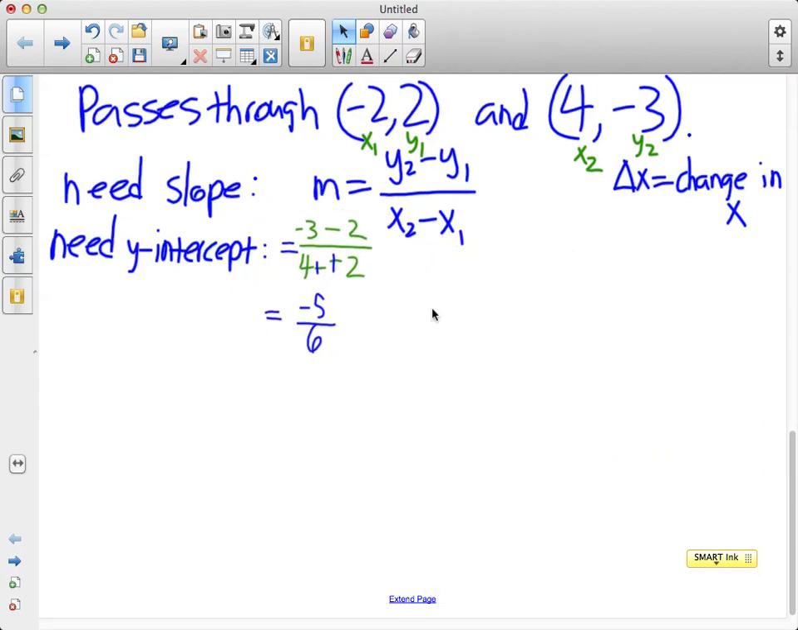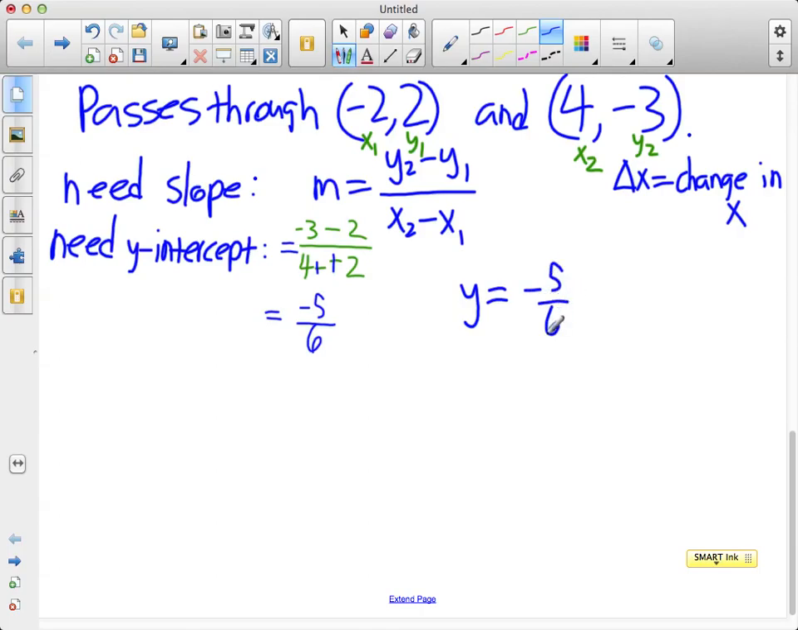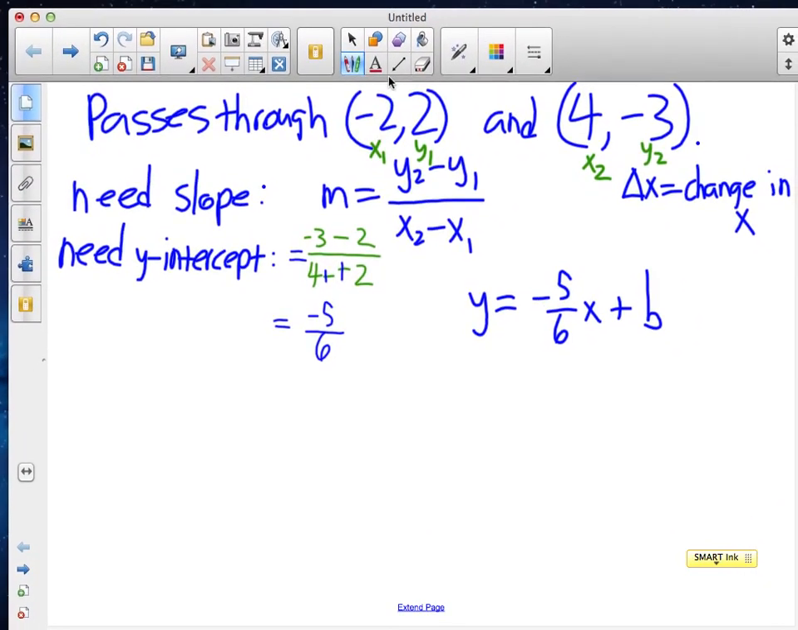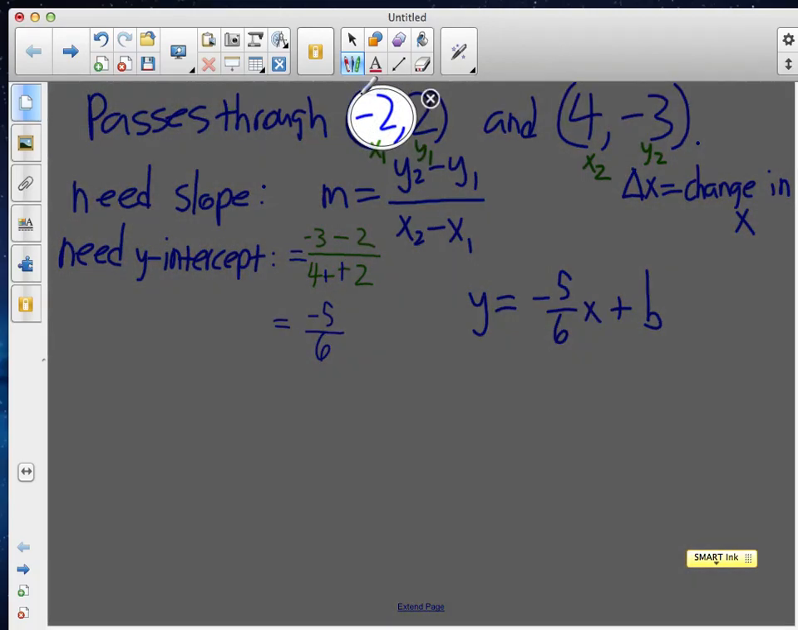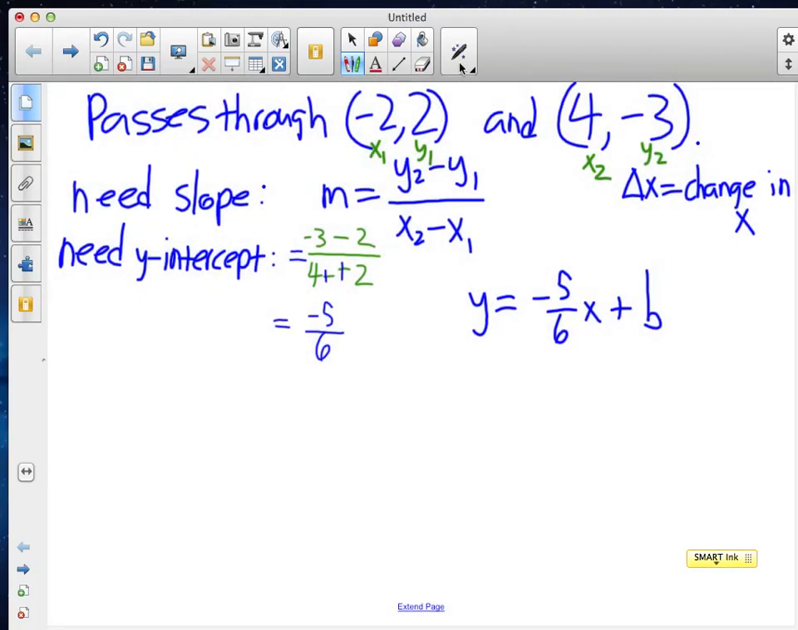So now that we know the slope, let's start writing some of our equation. We have y equals -5 over 6x, but we still don't know this y-intercept. But again, we know a point. And in fact, we know 2 points. But it doesn't matter which point we use, because the same line is going to pass through both points. So I'm going to use -2, 2 for my x and y. So this is an x. Whoa. This is an x. And this is a y. So I'm going to plug those values in.